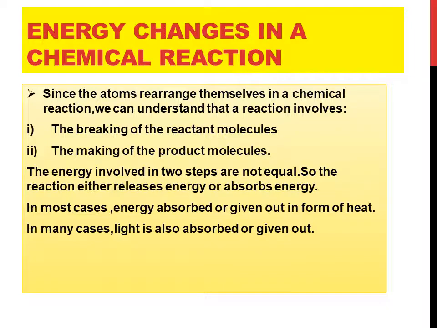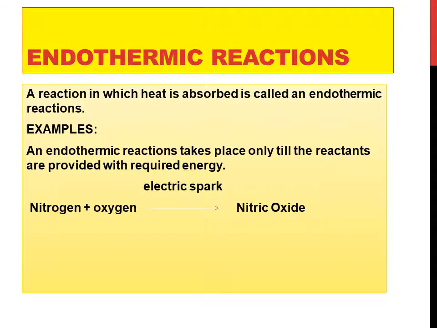Now let us study more about this. Endothermic reactions: a reaction in which heat is absorbed is called an endothermic reaction. Endo means in. That means the energy is required for the reaction. It is absorbed. For example, nitrogen plus oxygen gives nitric oxide. In that we need an electric spark, so the energy is required in the form of light or heat.